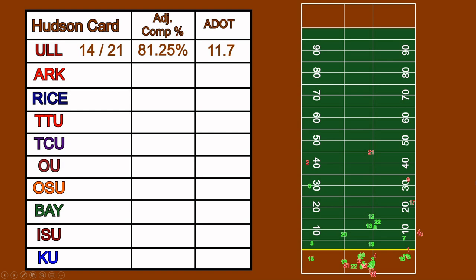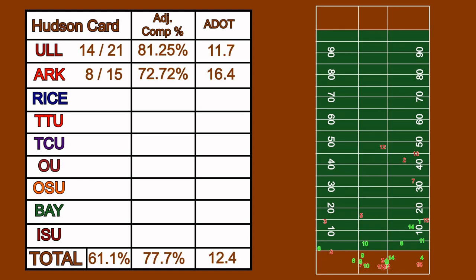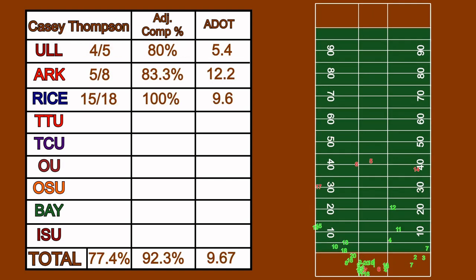Adjusted completion percentage. And when I saw that, that's when I was like, oh man, Hudson Card to the moon. Well, then Arkansas happened. I don't know how to approach this with Casey Thompson, but I'm very intrigued seeing the 100%.